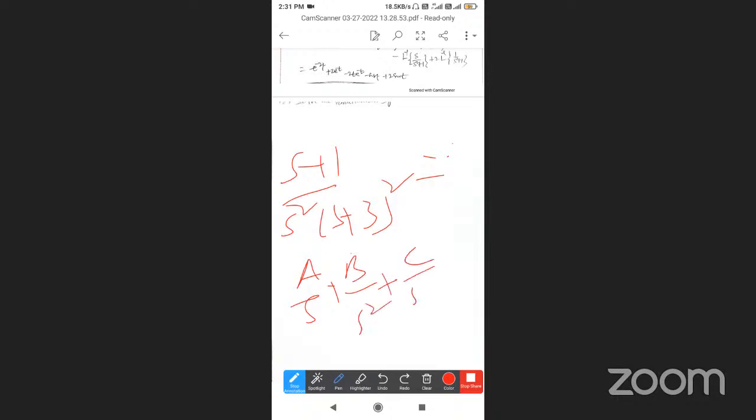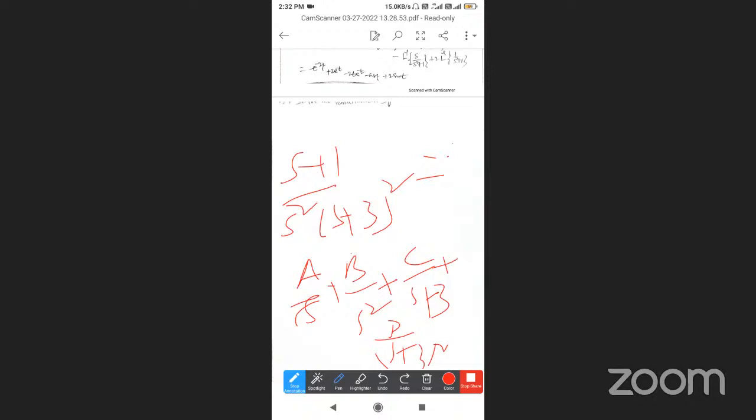Very simple. (s + 1) / (s²(s + 3)²) = A/s + B/s² + C/(s + 3) + D/(s + 3)². We get the values of A, B, C and D: A = 1/27, B = 1/9, C = −1/27, D = −2/9. These values are substituted in the partial fractions.